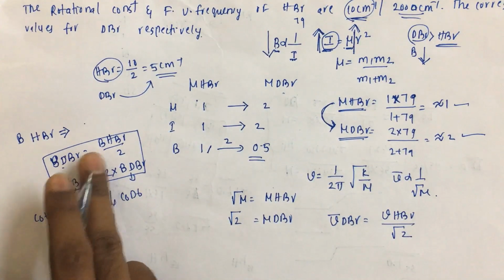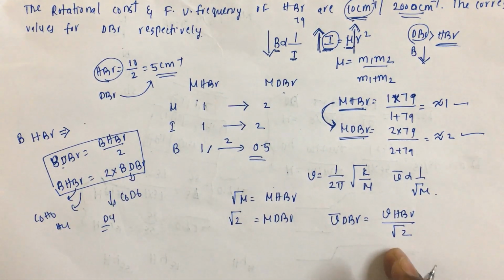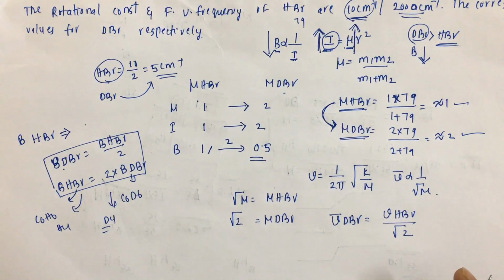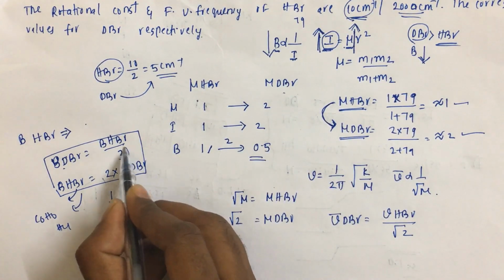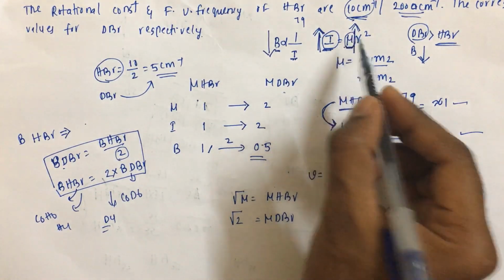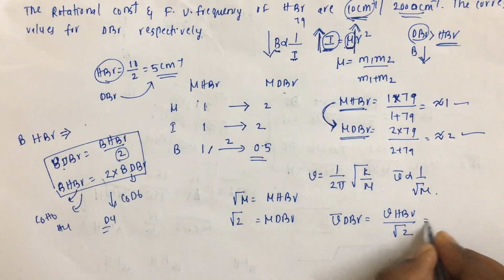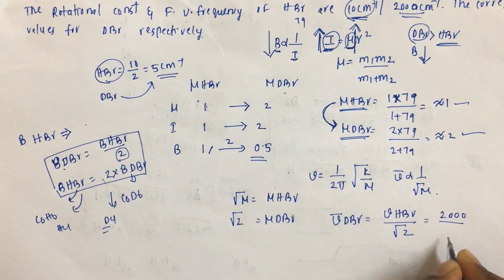Same as what we have done here, same here also. Instead of 2 here it's coming as root 2, because here we have a root. The 2 is coming from the mass, because the frequency does not have a root here, but here a root is there. Because of that we are getting this. So this will be 2000 by root 2.